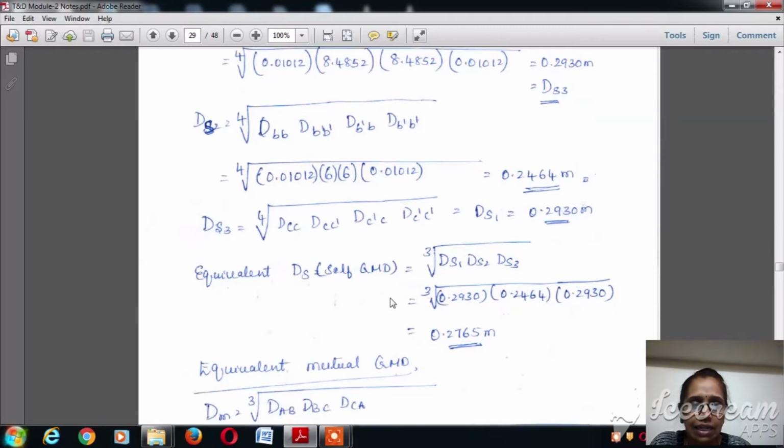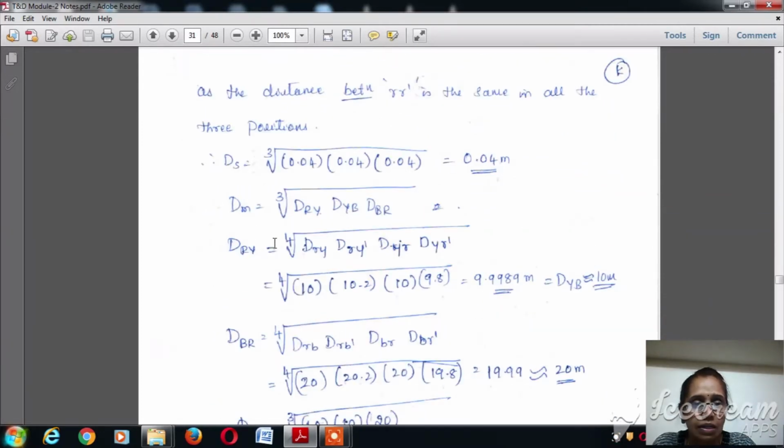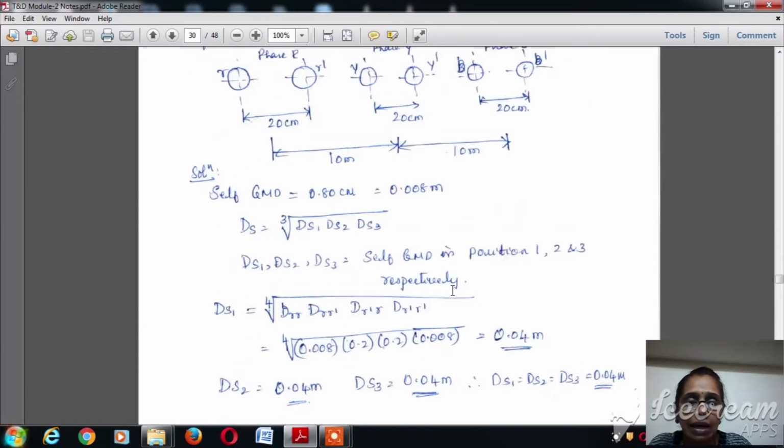So equivalent DS is nothing but cube root of DS1 into DS2 into DS3, which is going to work out as 0.2765 meters. Now DM is nothing but equal to cube root of DRY into DYB into DBR. DRY is nothing but the fourth root of the distances. We are considering the R and Y now. So DRY is equal to DRY into DRY dash into DYR into DYR dash. This is DRY from the figure, it is 10. DRY dash is nothing but equal to 10.2 into 10 into DYR dash is 9.2.